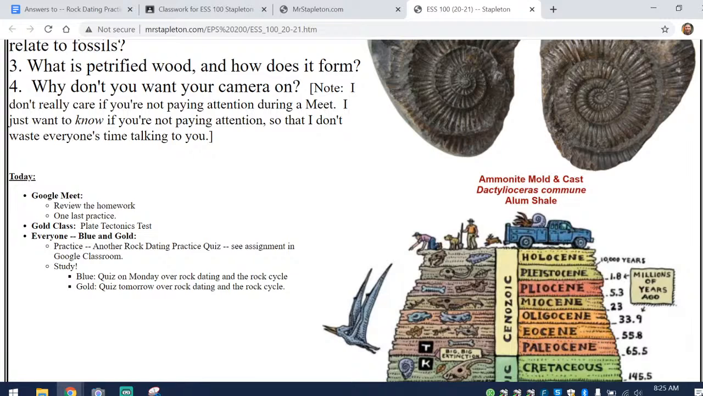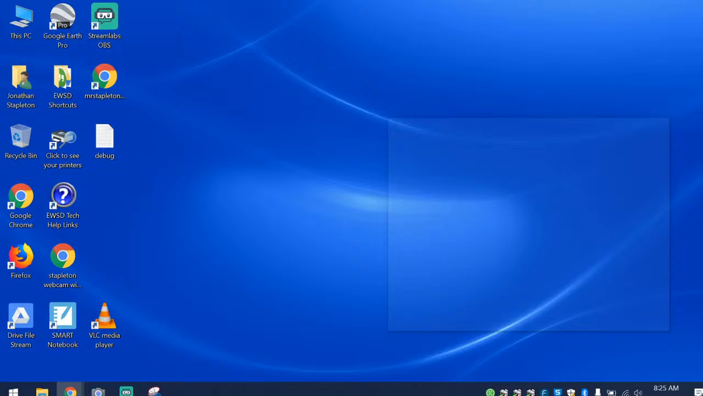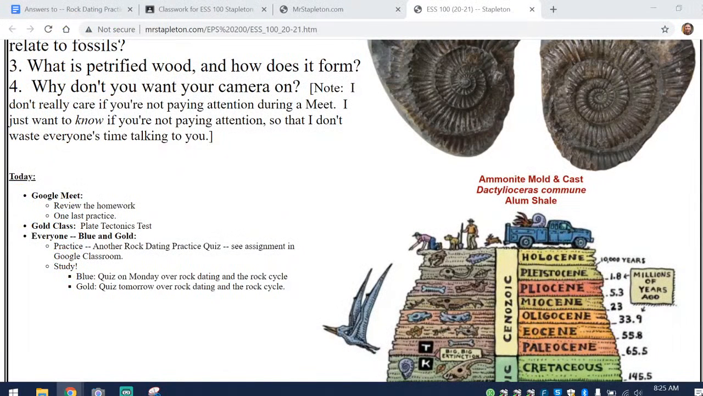Gold class, we're going to do the plate tectonics test. Everybody, the blue people, and I wonder if the blue people can even see me anymore. I kind of minimized there. Tommy and Sully, have you been able to see me the whole time? Yeah. Good. All right.